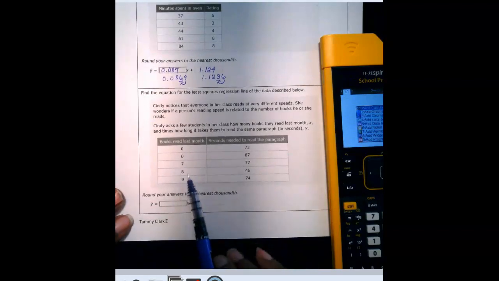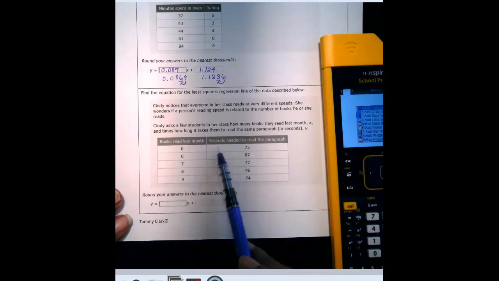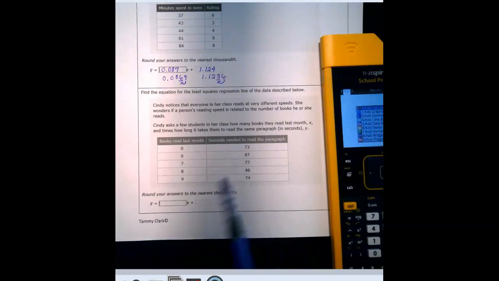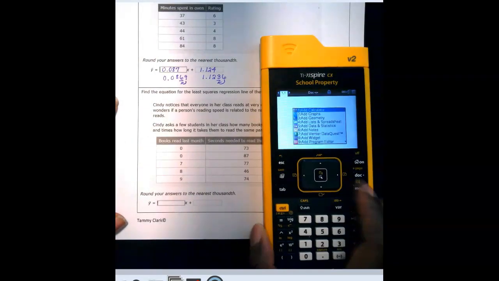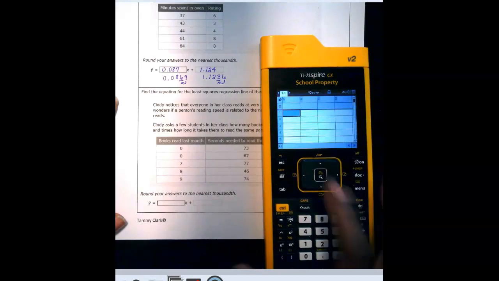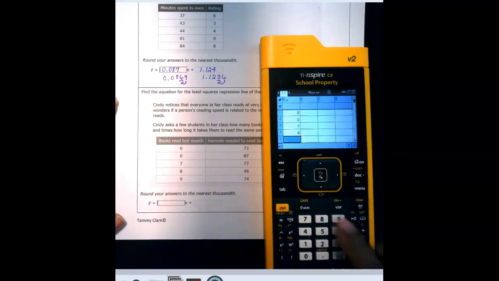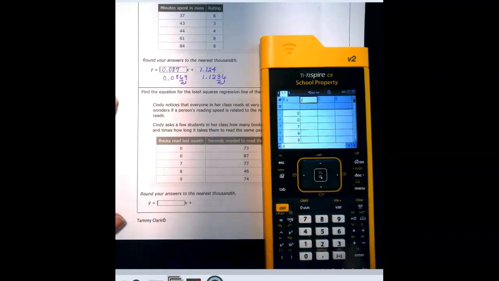So here we have the data that she collected. Books read last month, which is our X or our domain, or our input. Seconds needed to read the paragraph. This is our output, our range, or our Y, right? So we're just going to do what we did before. Let's go ahead and put our data in. So we go to Add Lists and Spreadsheets, hit Enter. We'll use X. And then I'm going to come up and put my information in my Y column.